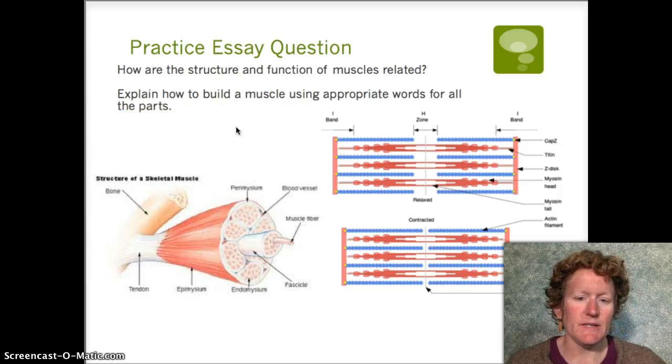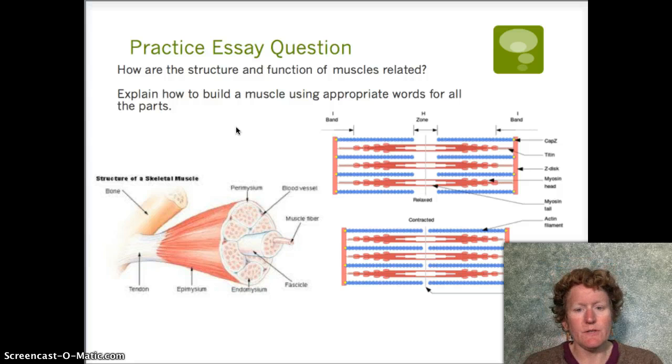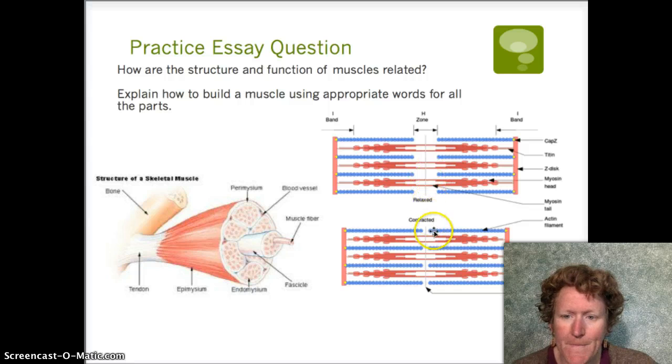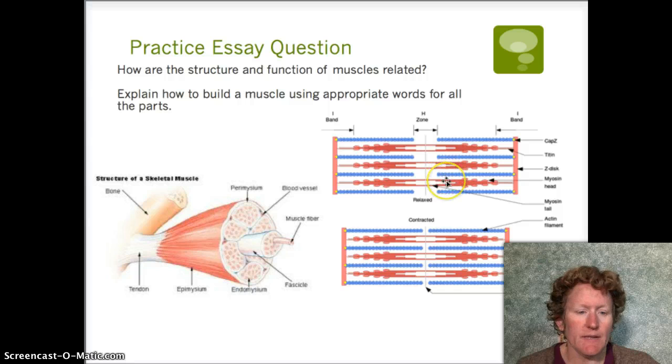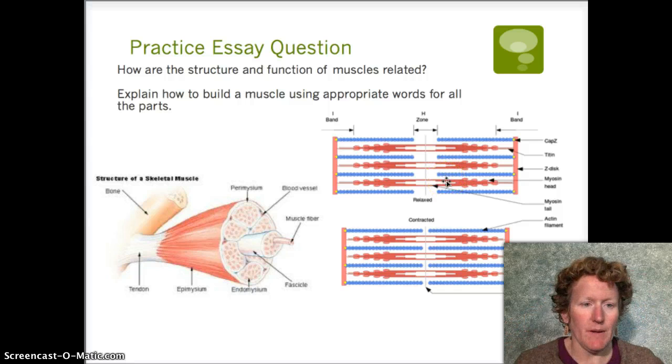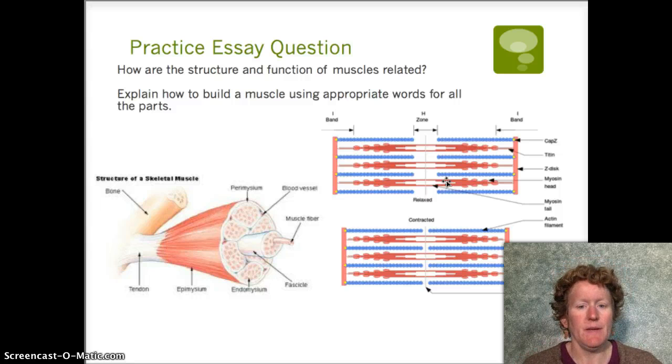All right, this is a practice essay question, and it asks you really about the structure and function of muscles. Here's the molecular view of muscles. You don't need to know these I zones, H zones. You need to know about myosin, that's the red stuff in the middle, and actin, that's the blue stuff here in this diagram. And the myosin kind of creeps along the actin, kind of jumping along, powered by ATP. We'll look at a better diagram in a minute.